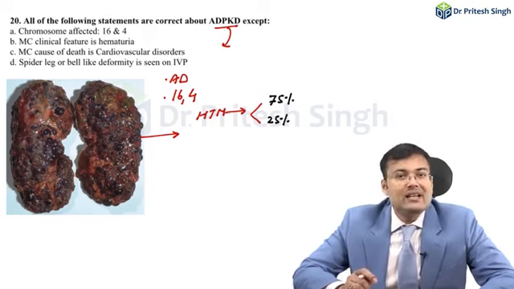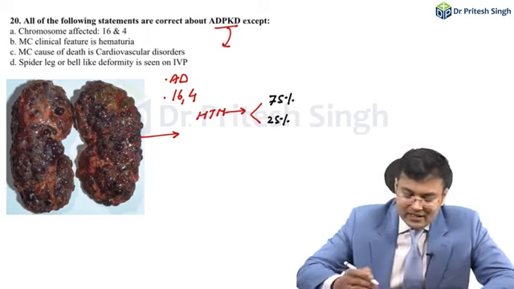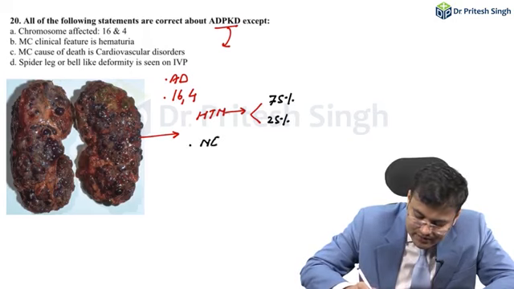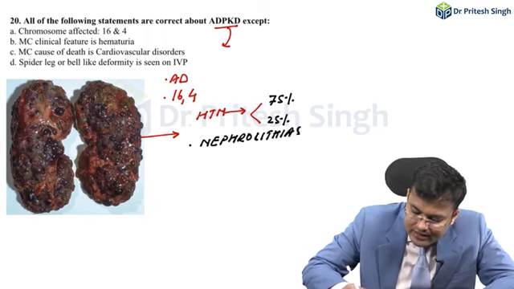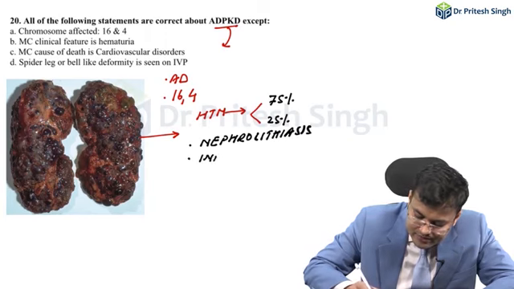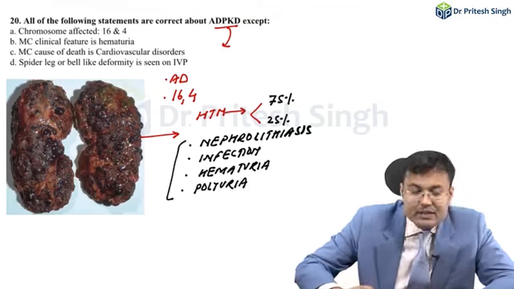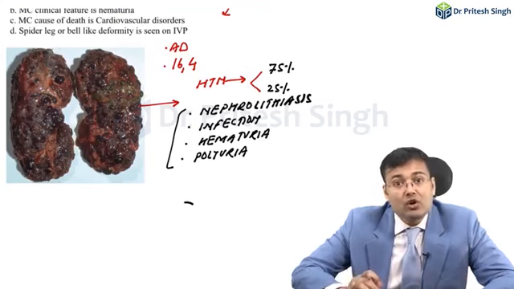So, the most common cause of death is related to cardiovascular disorders. What are the complications? In this case, there is increased risk of nephrolithiasis. There is increased risk of infection. Because of nephrolithiasis and infection, there is hematuria. Renal function deteriorates, so there is polyuria, but the specific gravity of urine is low.